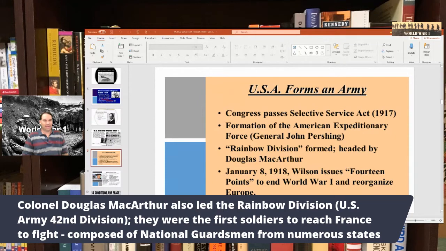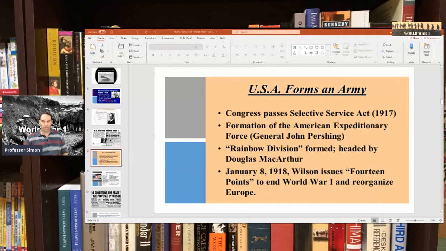Yeah, Dugout Doug. And he had this division called the Rainbow Division, which is the U.S. Army 42nd Division. It was a unit made up of National Guardsmen from numerous states throughout the United States. They were the first soldiers to get to France and fight, at the end of 1917. So they got there first, started fighting with the French and others. They were called the Rainbow Division because they wore a rainbow patch on their shoulder, a logo that represented all the different states they were from.